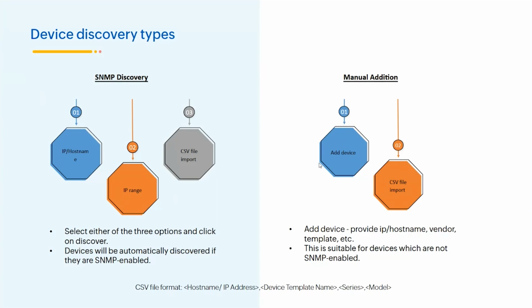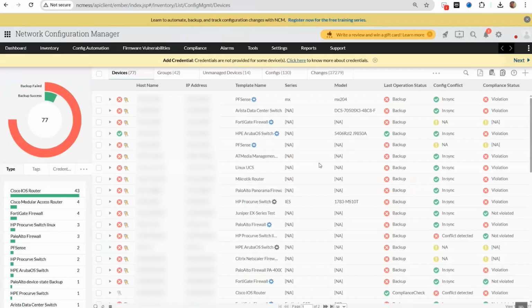One is the SNMP discovery, and another one is the manual addition. SNMP discovery is for SNMP enabled devices or SNMP supported devices. We can discover the devices in 3 types. One is by providing an IP address or host name. Another one is by providing an IP range, and another one is by importing a CSV file. Let me show you how this works in the UI.